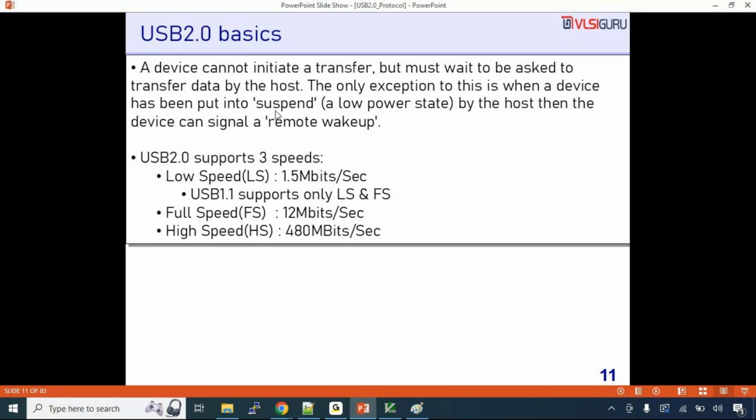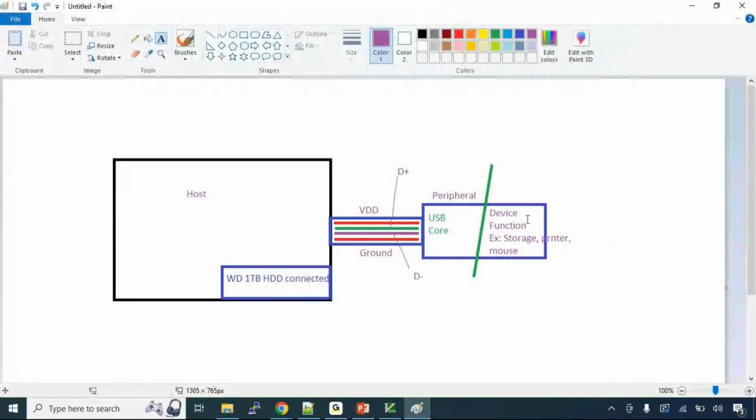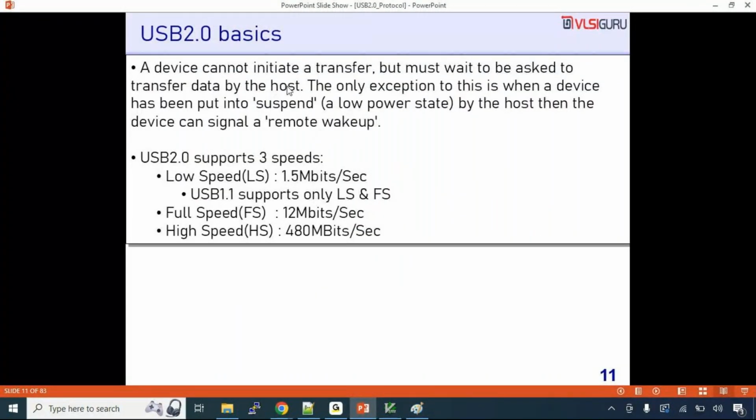Let's say it is put in suspend mode. Since it is in suspend mode, it cannot understand anything coming from the host, right? So the device has to signal remote wake up. Then the host understands that it has to wake it up. So that is the only exception. Otherwise, everything is initiated by the host only.